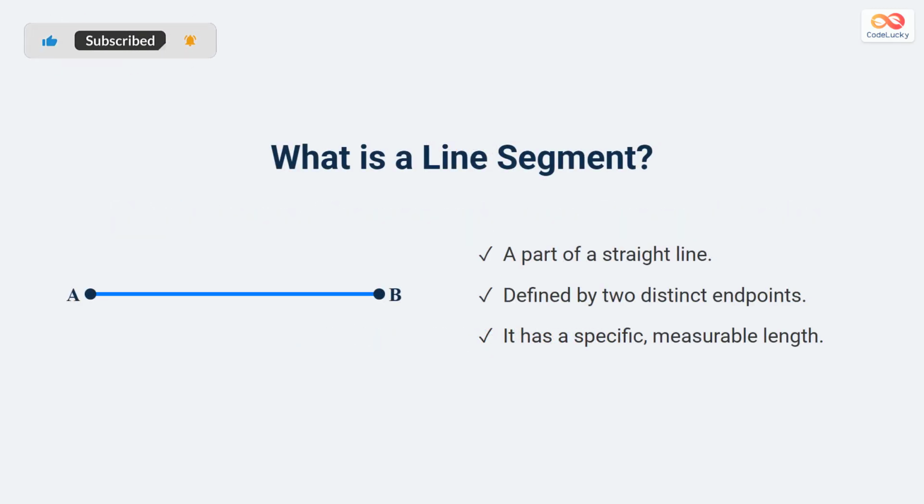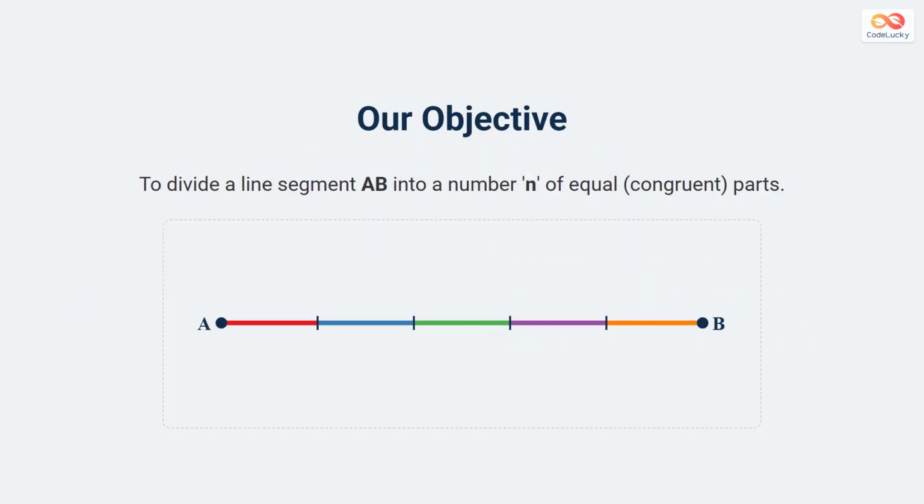First, let's quickly review. A line segment is simply a piece of a straight line that has two distinct endpoints. Because it has endpoints, it has a finite, measurable length. Our goal is to take a given line segment, which we can call AB, and divide it into n smaller segments that are all exactly the same length.